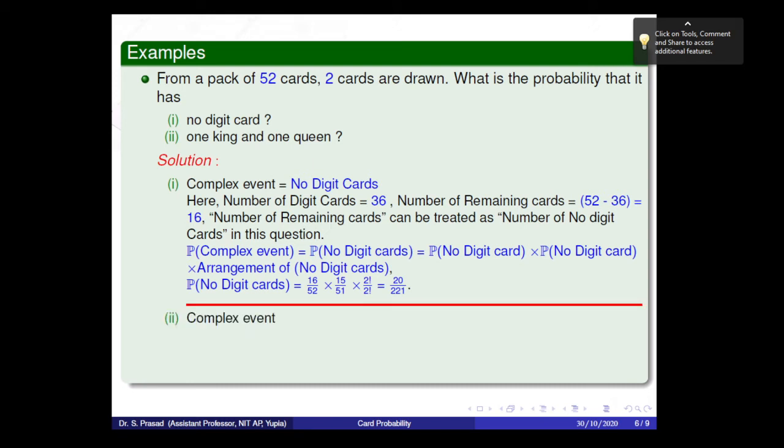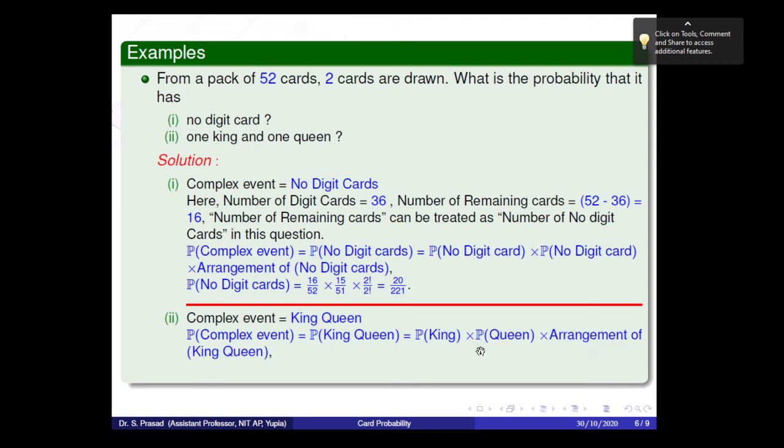Now in the next question, one king and one queen. Here we write the complex event: king and queen directly, with two cards drawn. No need to write the others. So we go for the probability of the complex event, the probability of king and queen, which is the probability of king into the probability of queen into the arrangement of king queen.